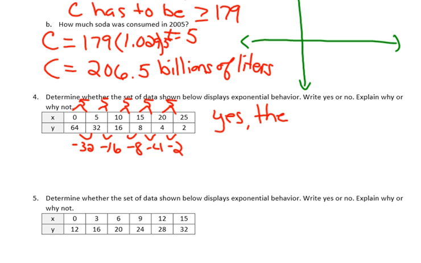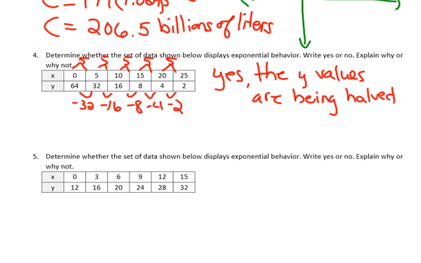If I look, my y values are getting cut in half each time, and that's the definition of an exponential graph. The y values are being halved. It's not a constant adding or subtracting; they're actually being halved every 5 years.